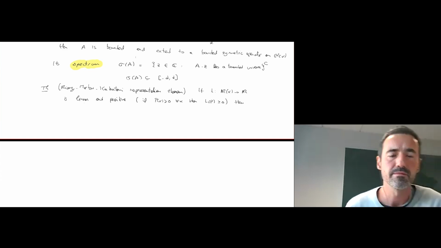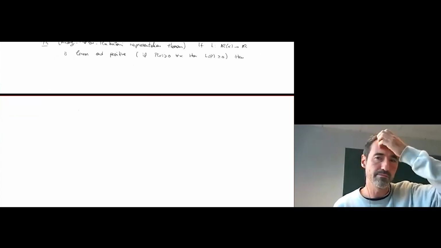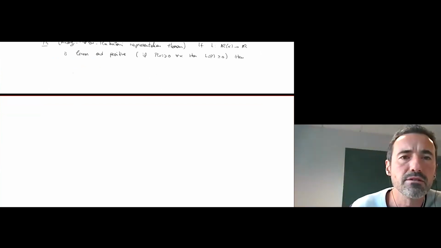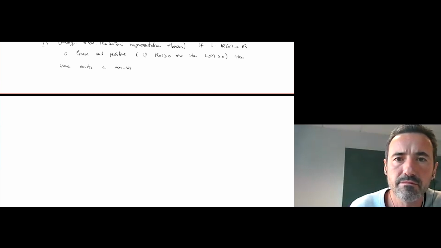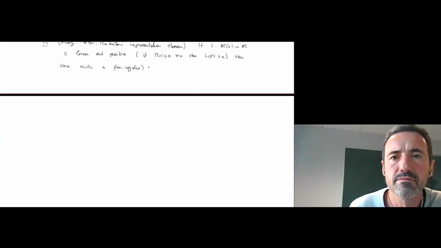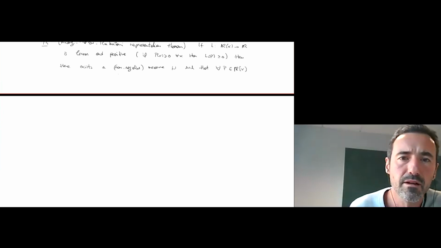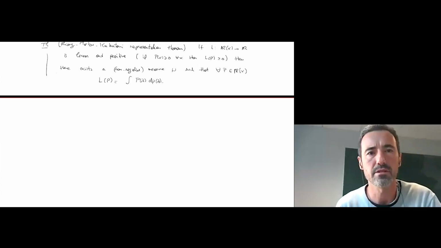So if you have such a map, then you can always represent it as an integral over a non-negative measure. So then there exists a non-negative measure, let's call it mu, such that for any polynomial P(X), L(P) is equal to the integral of P(lambda) d mu(lambda). Okay, so this is the Riesz representation theorem.